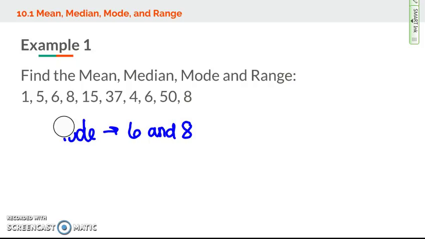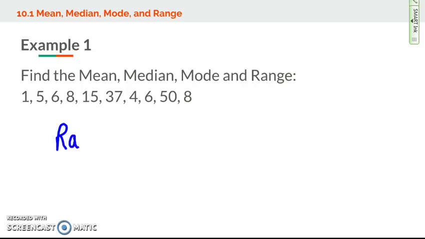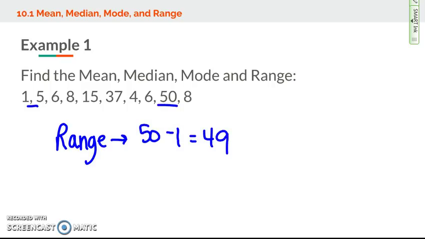All right, and then the last item for this is the range. To find the range, we take the biggest number, which is 50, minus the smallest number, which is 1, and we get an answer of 49. Make sure that I see this work here for the range. I should see 50 minus 1 equals 49. Please do not just write 49 in your answer. So you got a little bit of work to show as we go.